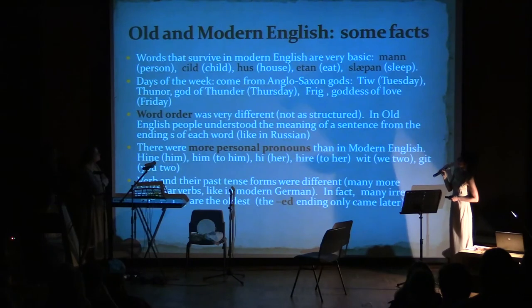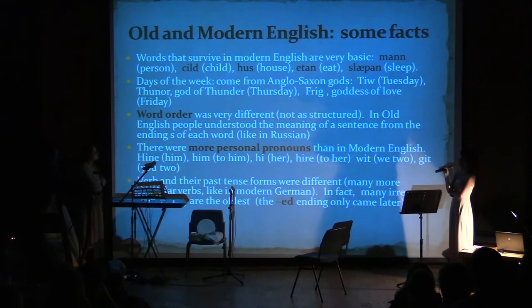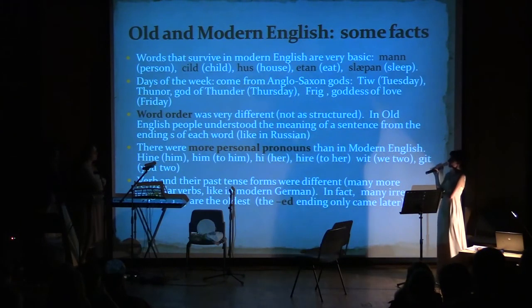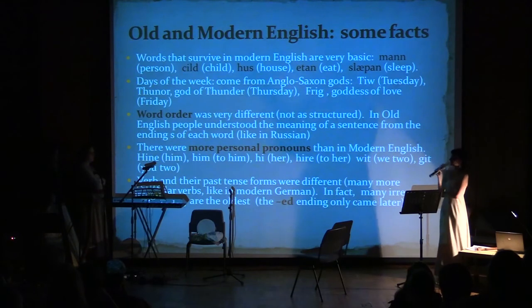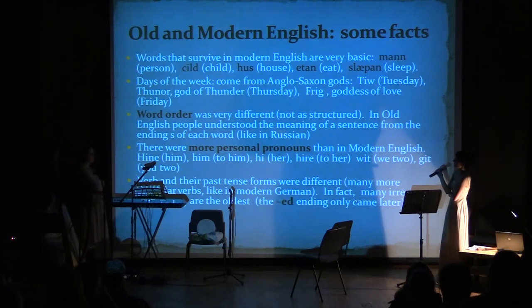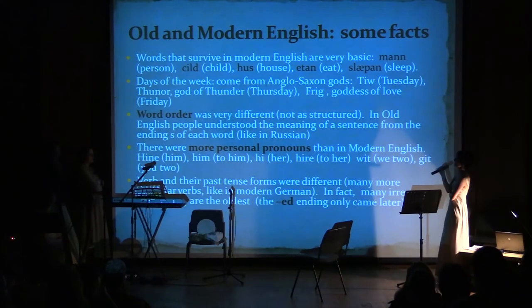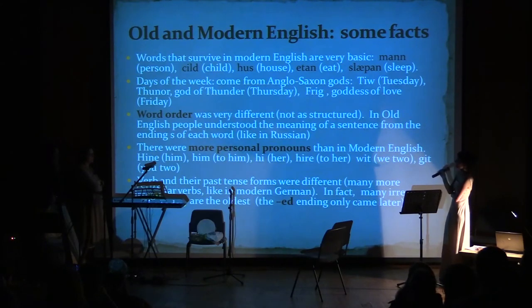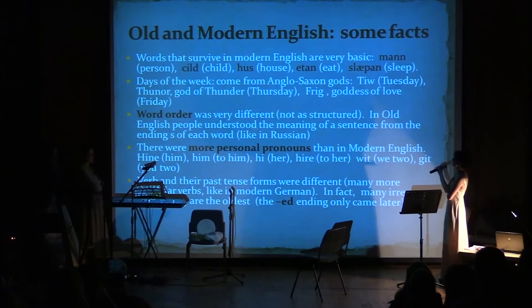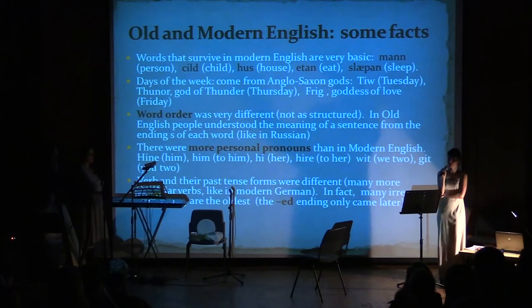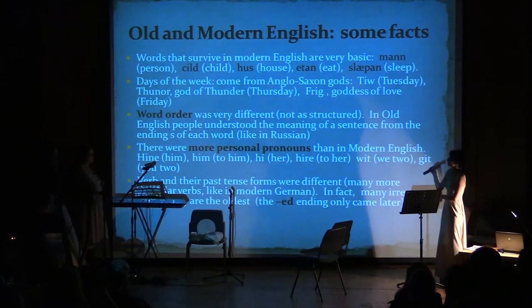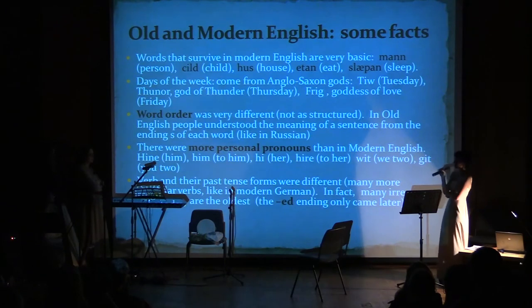And we are moving on, and just going to go over some of the interesting facts about the old and modern English. Now, like I said, the words that survive in modern English are quite basic, and these are actually very, very old words. So some of these would be man, which was pronounced as mun, child, house, which was hus, eat, sleep, some of the very basic verbs, days of the week.